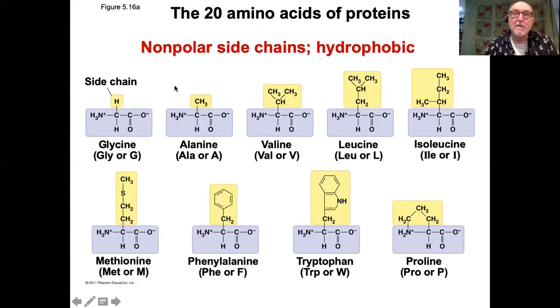All of these particular amino acids, you do not have to memorize the individual properties associated with the name. But just take note, all of these side groups here are non-polar, like hydrocarbons. They are non-polar and strongly hydrophobic.